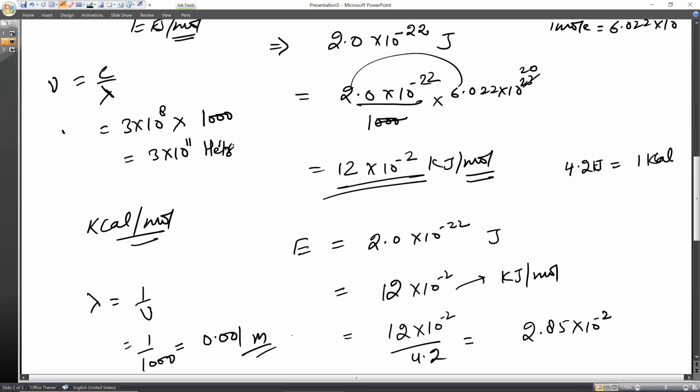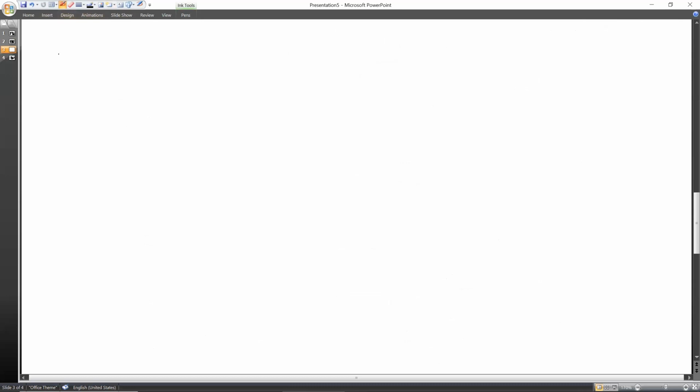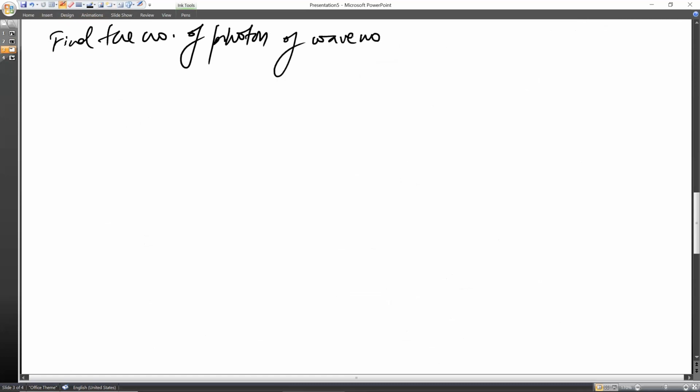You understood? Yes, sir. Now the question from NCERT. Find the number of photons of wavelength.